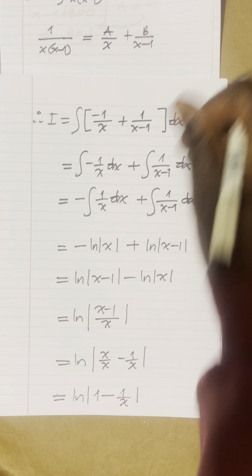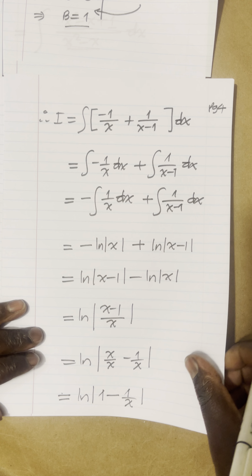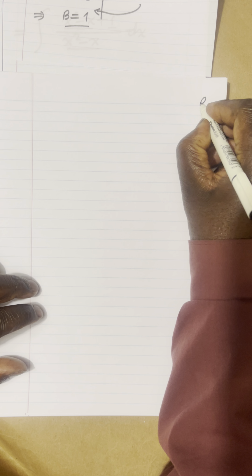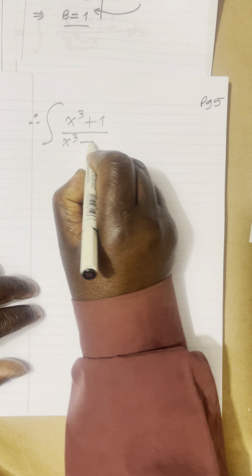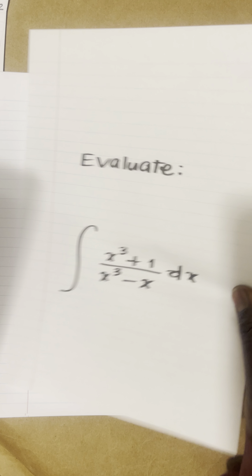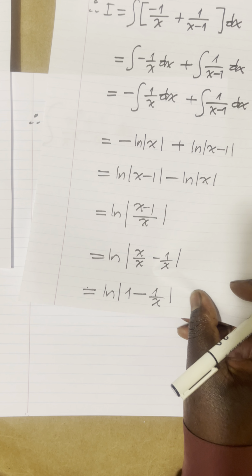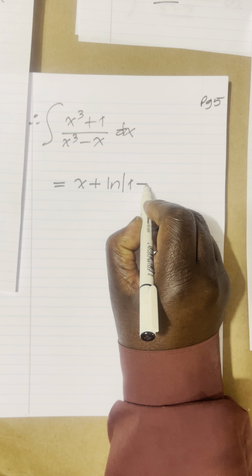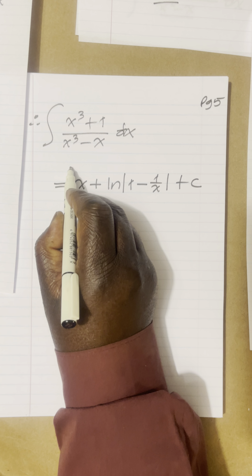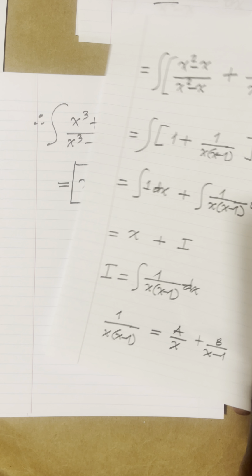Right, so that's our I. But remember where we're coming from? We're coming from x plus I. So basically we can now conclude and say, taking us to page 5, just to finish this off. Page 5, we're going to say, therefore, the integral of x cubed plus 1 all over x cubed minus x dx. Remember, this is where we're coming from. Over here, that's the integral there, must simplify to x plus I. And what is our I? Here is our I. So we're going to say this is equal to x plus natural log of 1 minus 1 over x. But don't forget to say plus c, because we're dealing with an indefinite integral here. That's our final solution. Right, like I said, I had only one integral in this one.